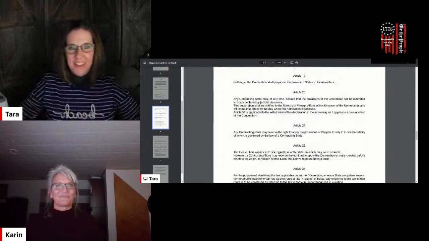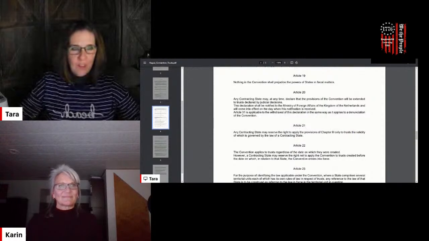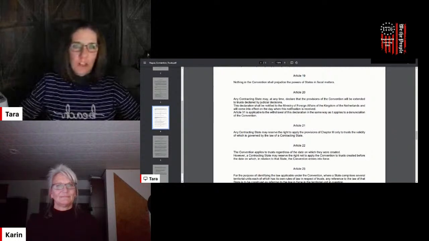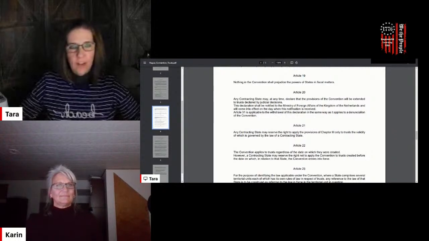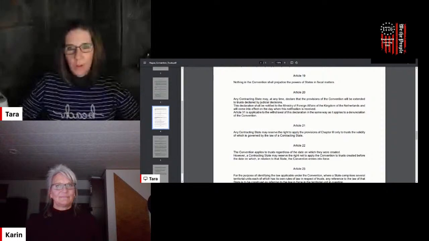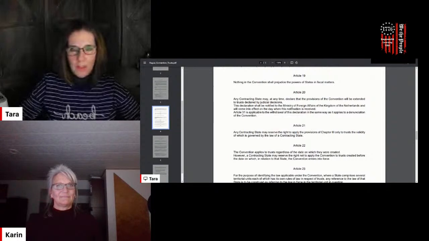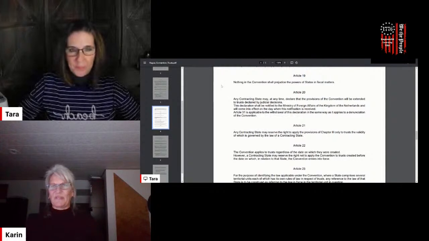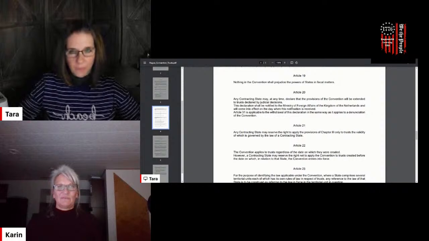Alrighty. Article 20. Any contracting state may, at any time, declare that the provisions of the convention will be extended to trusts declared by judicial decisions. This declaration shall be notified to the Ministry of Foreign Affairs of the Kingdom of the Netherlands and will come into effect on the day when this notification is received. Article 31 is applicable to the withdrawal of this declaration in the same way as it applies to a denunciation of the convention. Okay, so when does your trust become effective? When and where, right? That's really what that's speaking to, right?